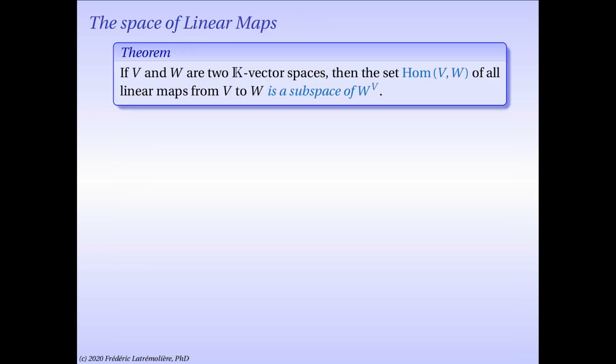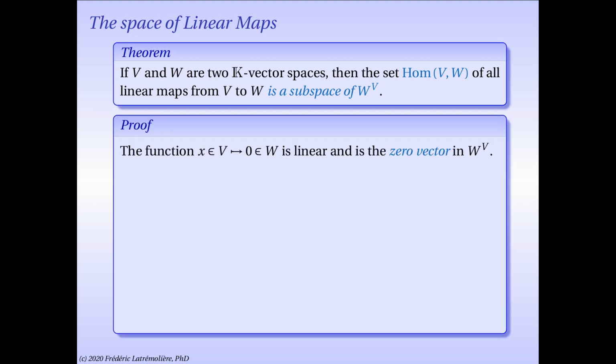So if you take V and W, 2 K-vector spaces, the first thing I'm going to prove, which is in the flavor of the previous slide, is that the set of all linear maps from V to W is itself a subspace of the set of all functions from V to W.